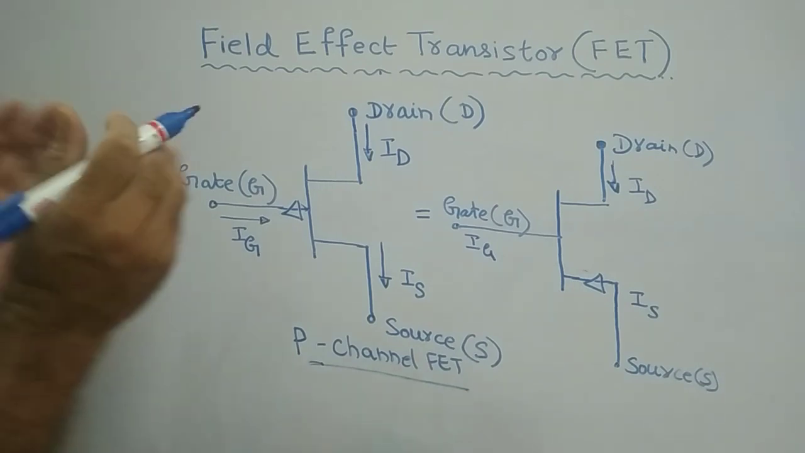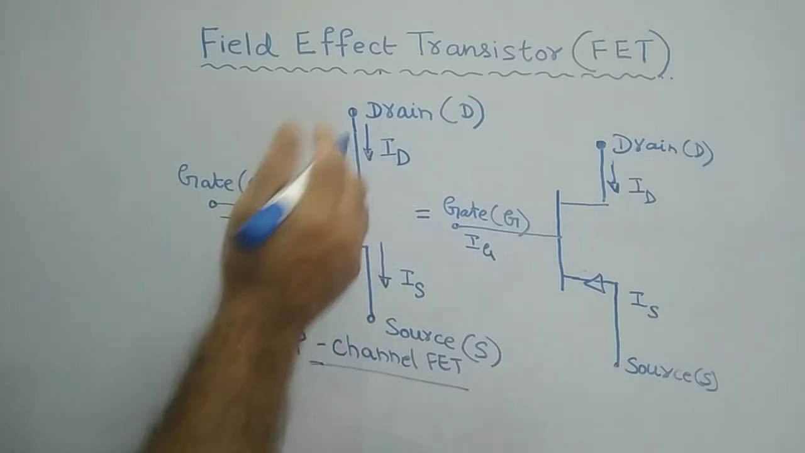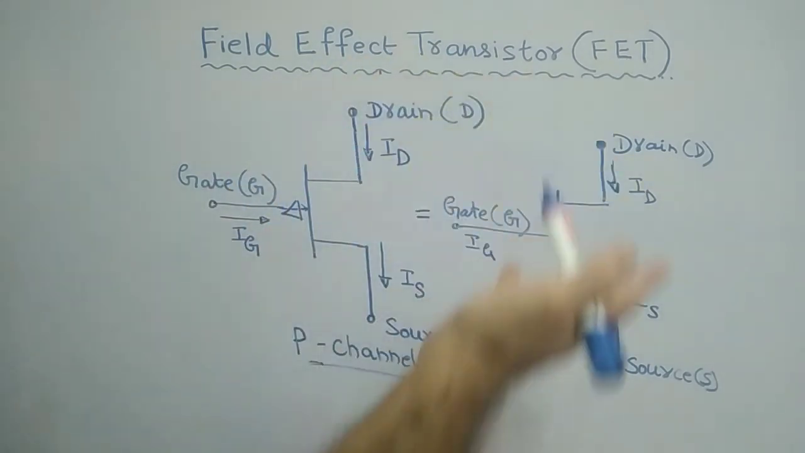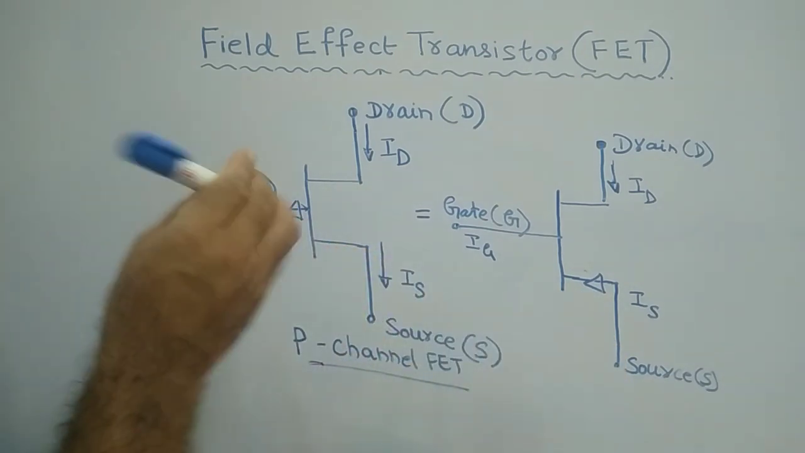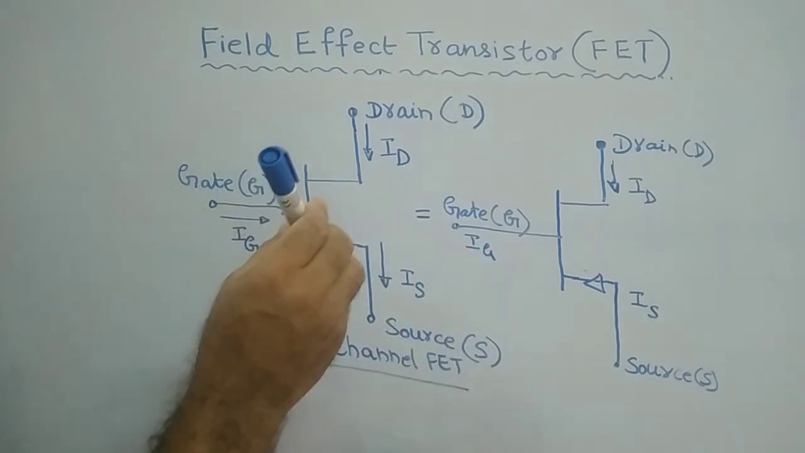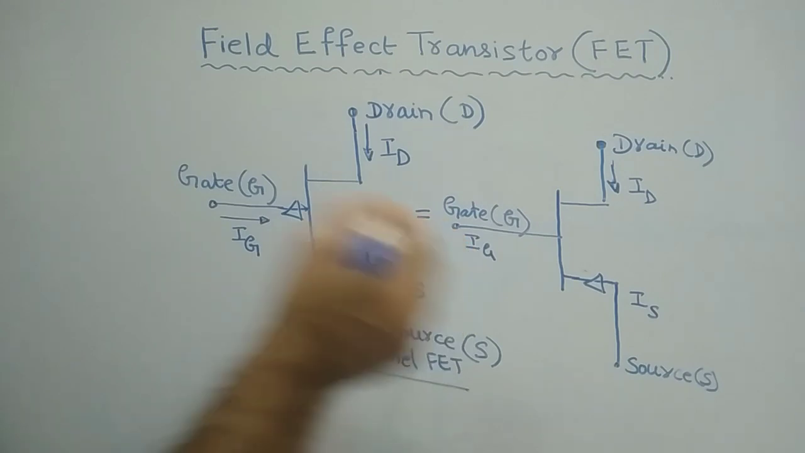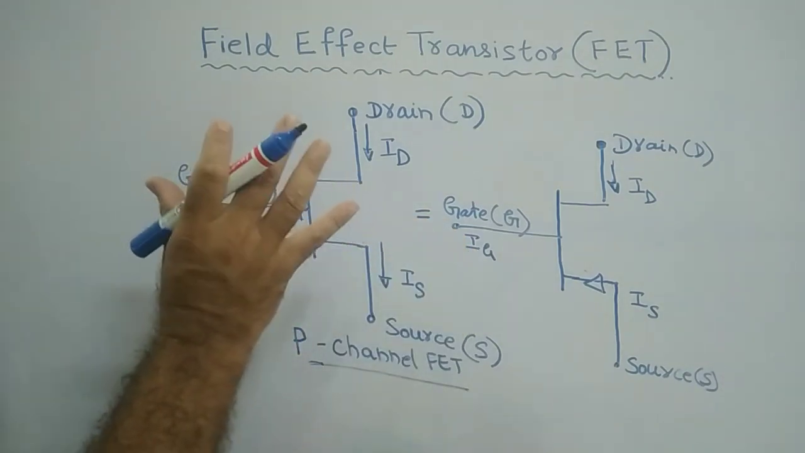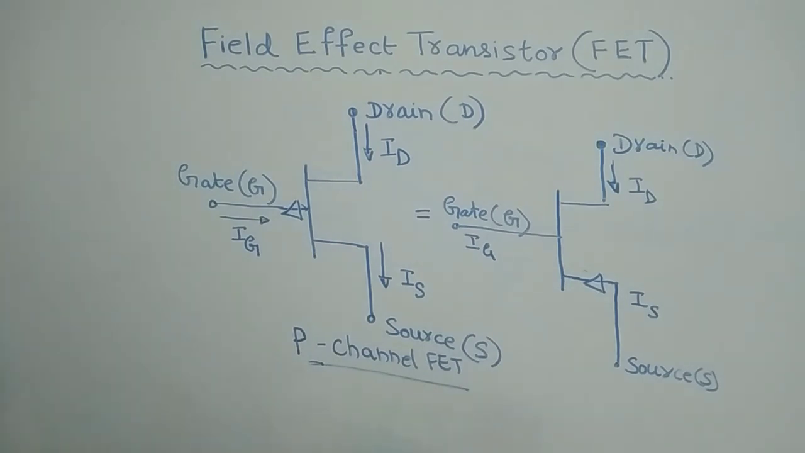P channel FET. Otherwise, everything is the same. The representation of the symbol is the same, the terminals are also the same, and the currents are also the same. Only the arrow mark differs. In n channel the arrow mark is in the forward direction, whereas in p channel the arrow mark is in the reverse direction. This is the electrical equivalent representation of the n channel FET.